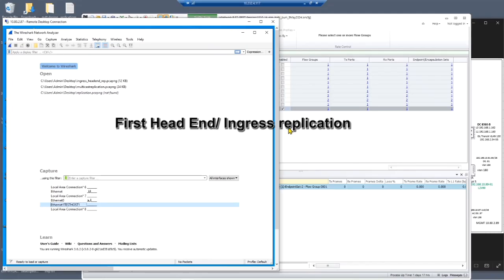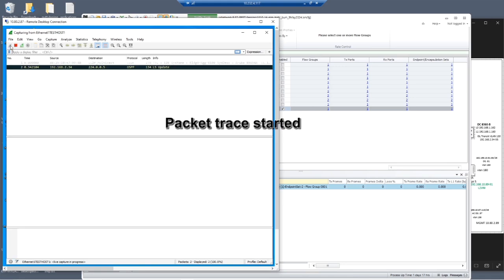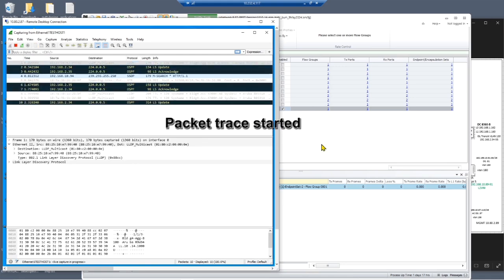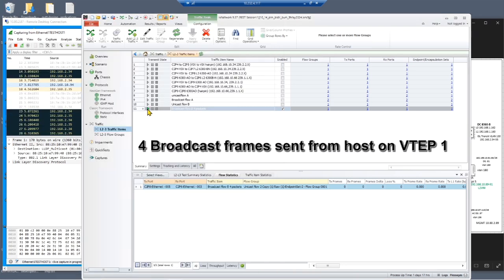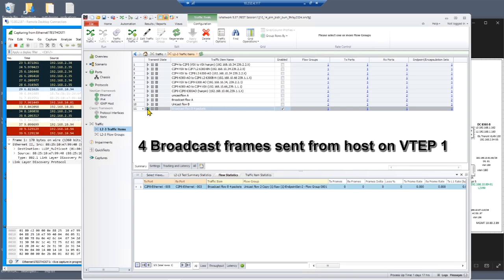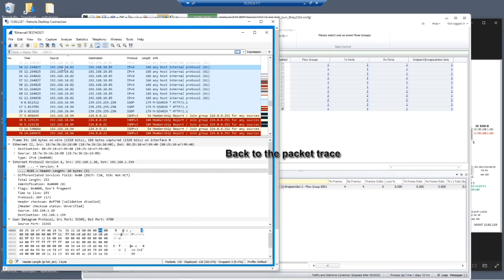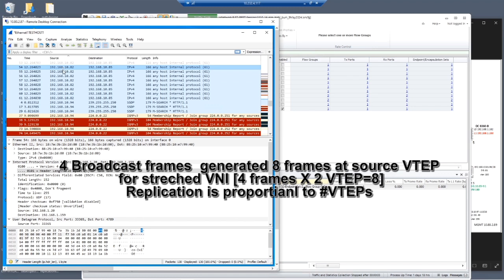Let's kick off with head-end ingress replication. And now let's start packet trace on the VTEP. And from our host generator on VTEP 1, we're going to send 4 broadcast frames. Now back to the packet trace. The 4 broadcast frames generated 8 frames at the source VTEP for stretched VNIs. That's 4 frames times 2 VTEPs, which equals 8. So the replication is proportional to the number of VTEPs across the stretched VNI.